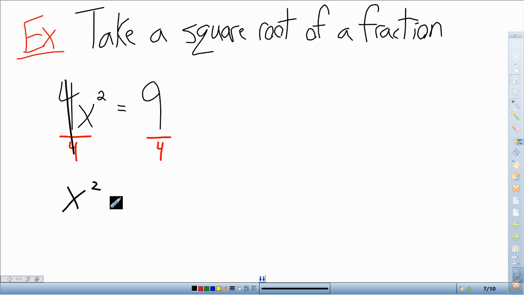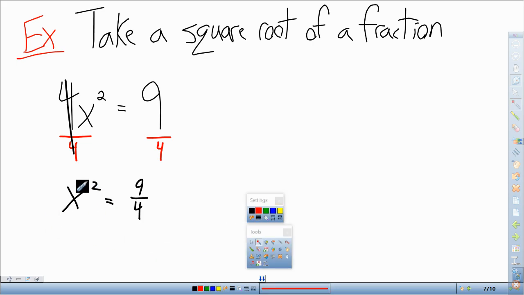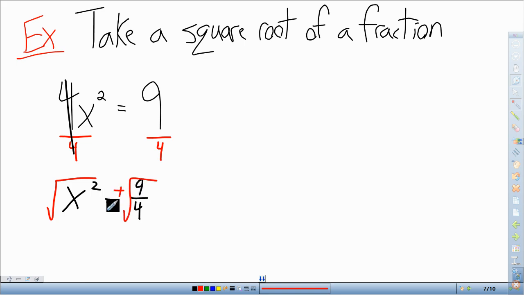And I'm getting x squared equals, and I'm getting a fraction here. I could divide these, but I don't want decimals. I want to just leave this thing as a fraction, 9 over 4. Okay, well, what's going to happen here? Well, to undo squaring, we're going to square root both sides, plus or minus. Don't forget that.